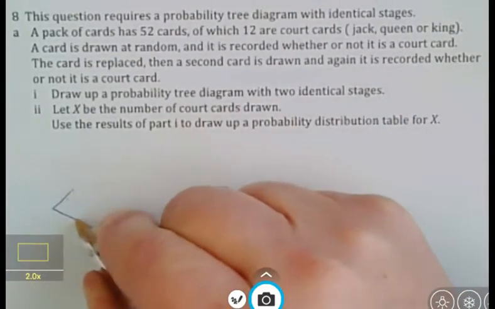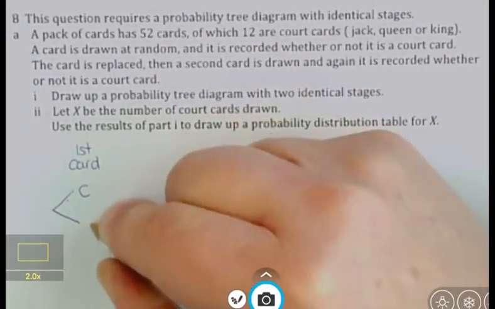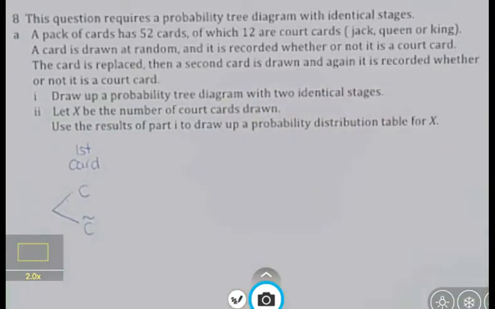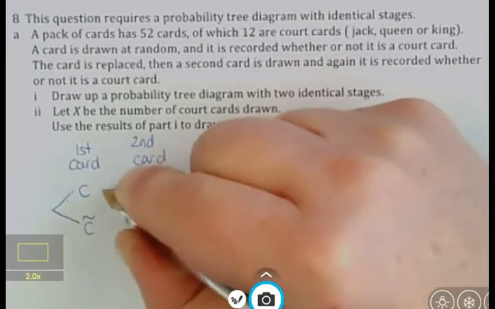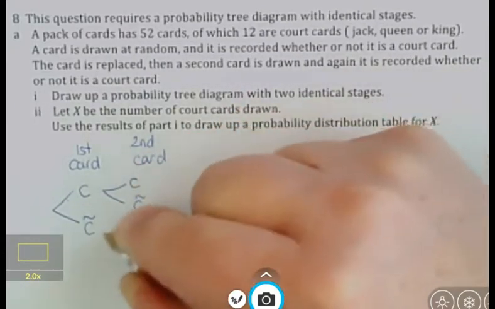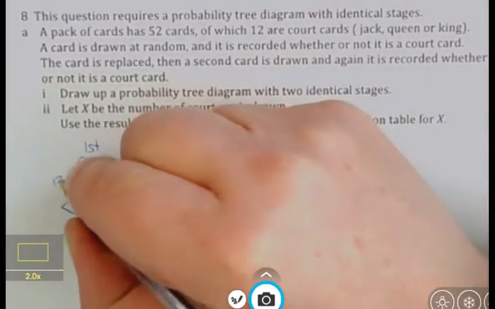So we have to draw up a tree diagram to see our possible outcomes. So our first card, well, it could be a court card or not a court card. And our second card could also be a court card or not a court card. So we need to put our probabilities on the branches. So we know that we've got 12 court cards, 12 out of 52. So there'll be 40 that are not court cards.